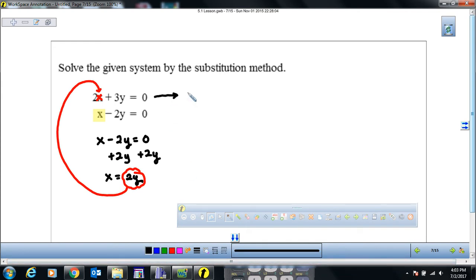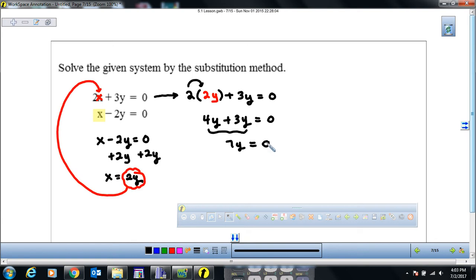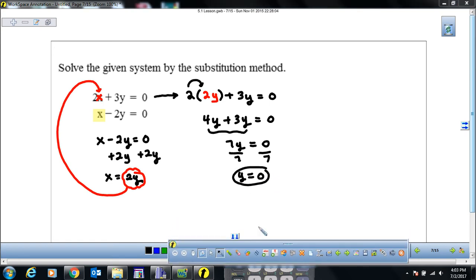So then my new equation is going to be 2x, but the x is going to be replaced with the value of x from the second equation, which is 2y. Then you see plus 3y equals 0. And my new equation here ended up with only y, so all I got to do is solve for y. So we're going to distribute right here. It's going to give me 4y plus 3y equals 0. Then we can combine like terms. That's 7y equals 0, and then we divide by 7 on both sides. 0 divided by 7 is still 0. So that is the solution for the y.